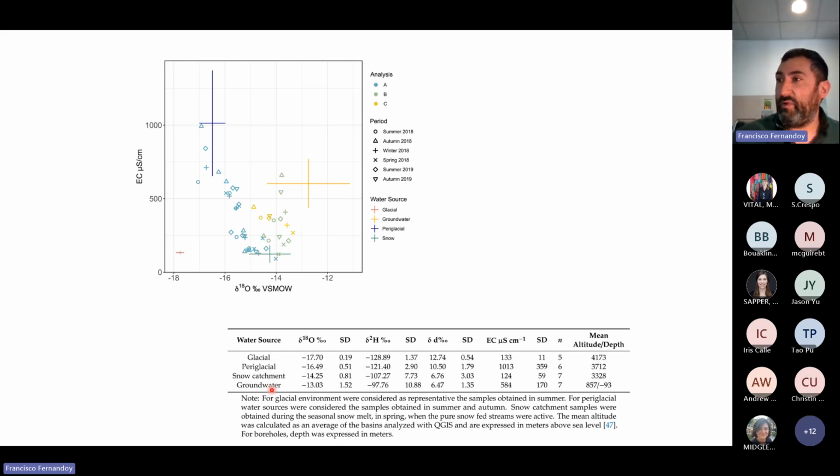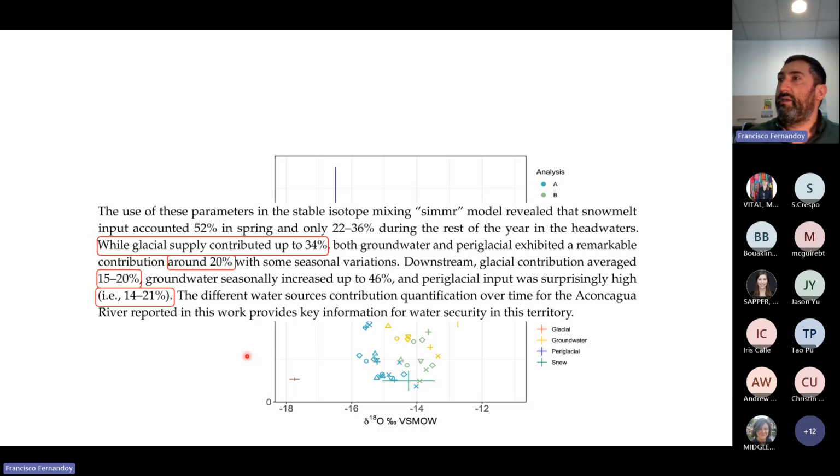are the sources of water like glacier, periglacial, snow catchment, and groundwater that we don't fully understand yet, and we need to go into more detail to understand what is the real importance of each of these components.